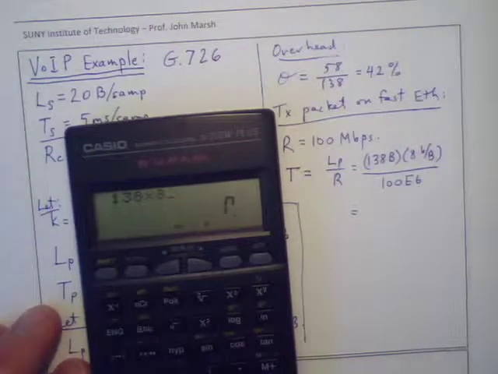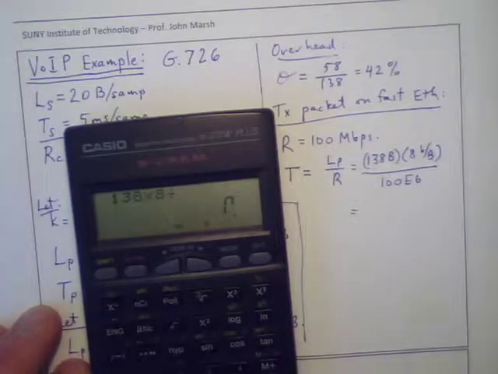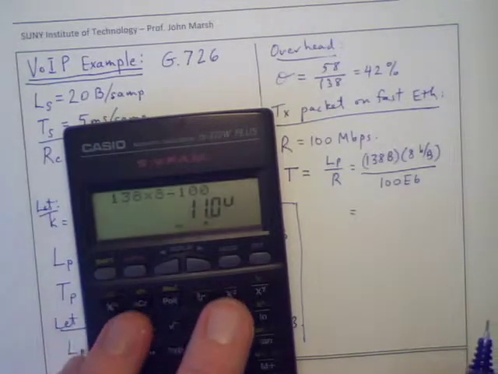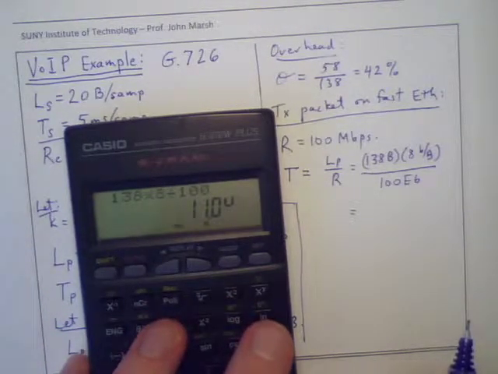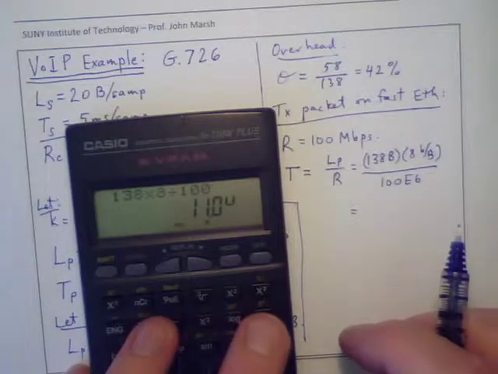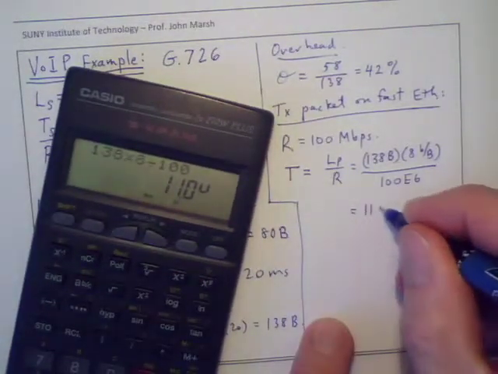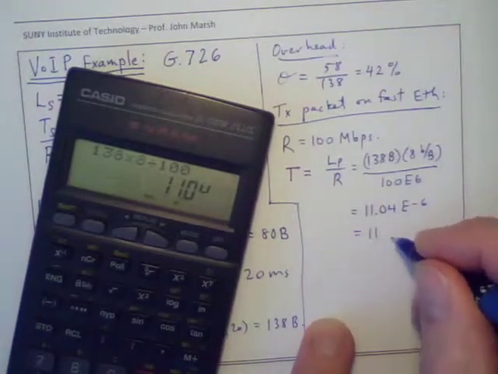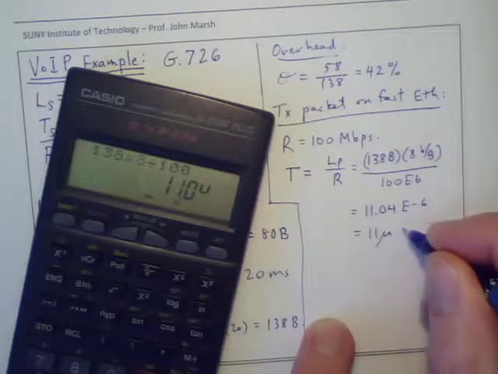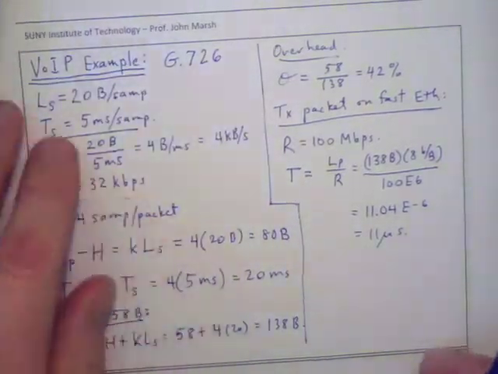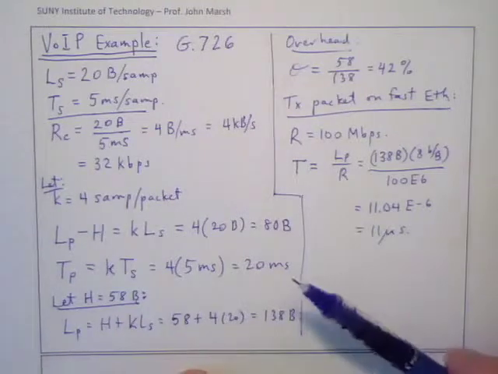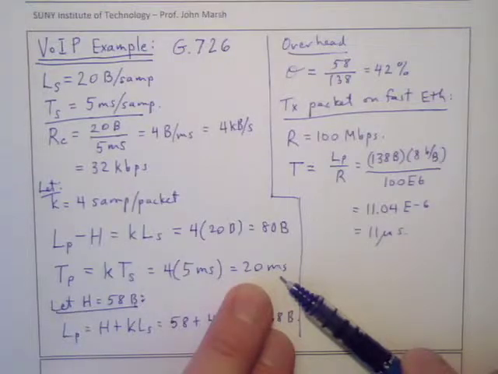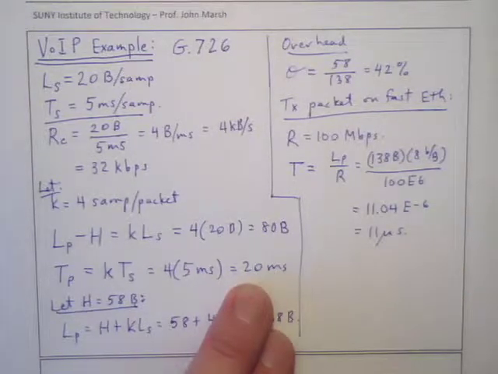138 times 8 divided by 100 looks like 11.04 times 10 to the minus 6, so it's something like 11 microseconds. And so you can see here that it took us 20 milliseconds to capture that data, but it only took us 11 microseconds to send it out.